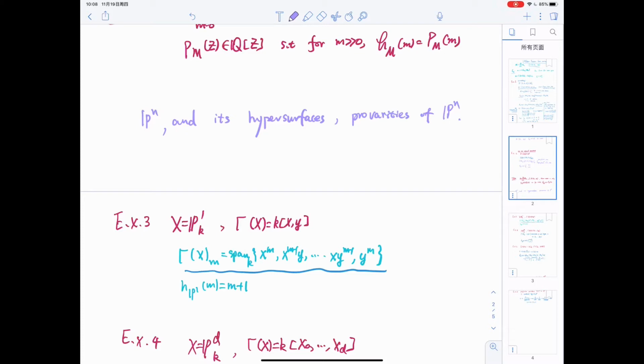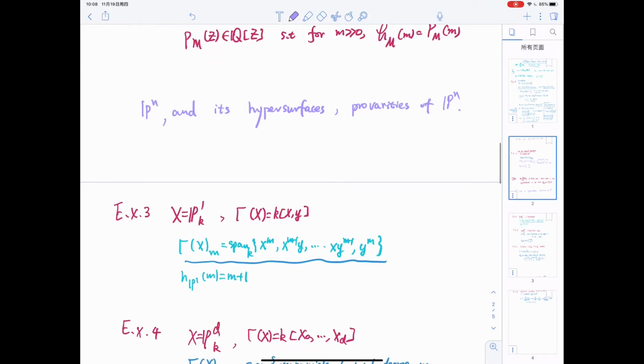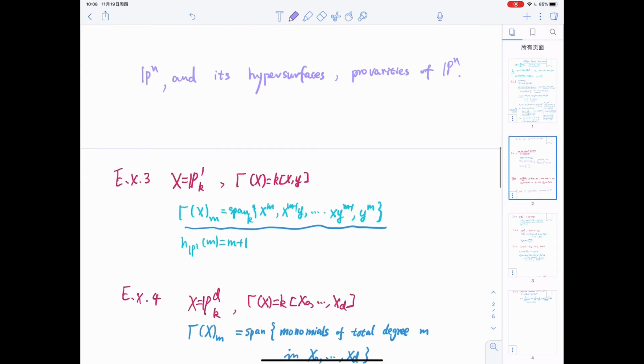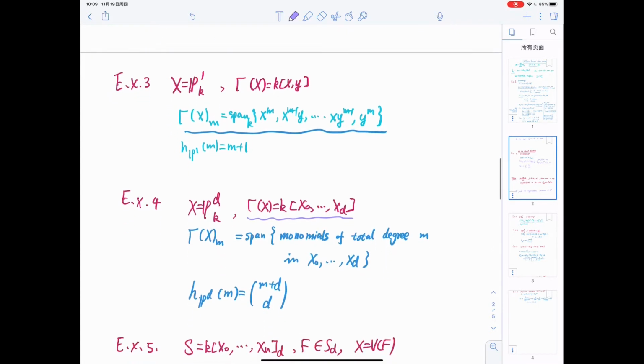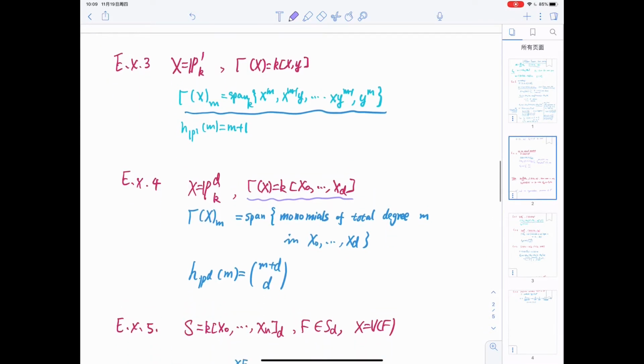The next example is analogous, for the general projective space. Let X be the projective space of dimension d. Then its coordinate ring Gamma(X) is this, and Gamma(X)_m is the span of monomials of total degree m in x0, x1, up to xd. So the Hilbert function is this, again a polynomial in m.